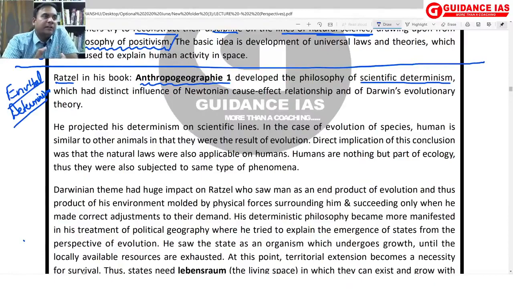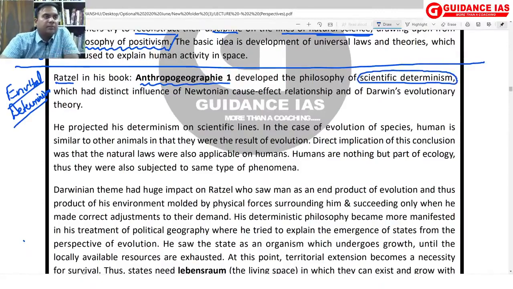Scientific environmental determinism, it should have been. Okay? But because, as I said, environmental determinism has been loosely referred to as the determinism, here it is simply written scientific determinism, which had distinct influence of Newtonian cause-effect relationship and Darwin's evolutionary theory. He projected his determinism on scientific lines.